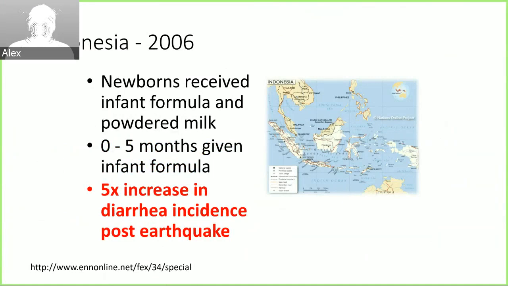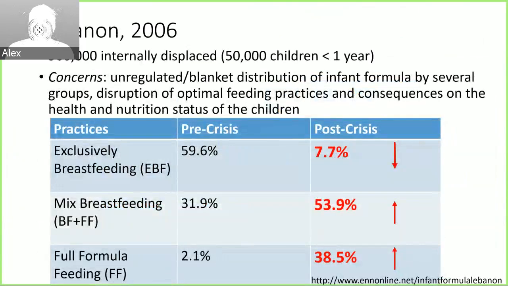Indonesia, in 2006, we are all familiar with the uncontrolled distribution of infant formula and powdered milk and the disastrous effect that it had on the population that received such donations, with a documented increase of 5 times in diarrhea incidence post-earthquake. Another IYCF-E experience in terms of challenges has been Lebanon in 2006, and once again, fears of unregulated distribution of infant formula were unfortunately translated into reality with deterioration of key breastfeeding practices, as you can see from the table.